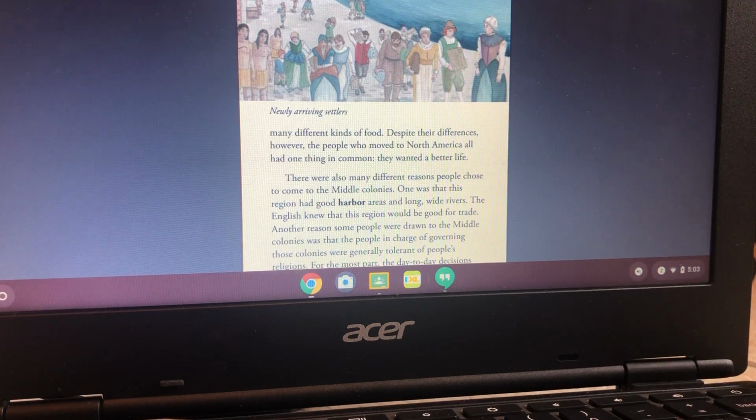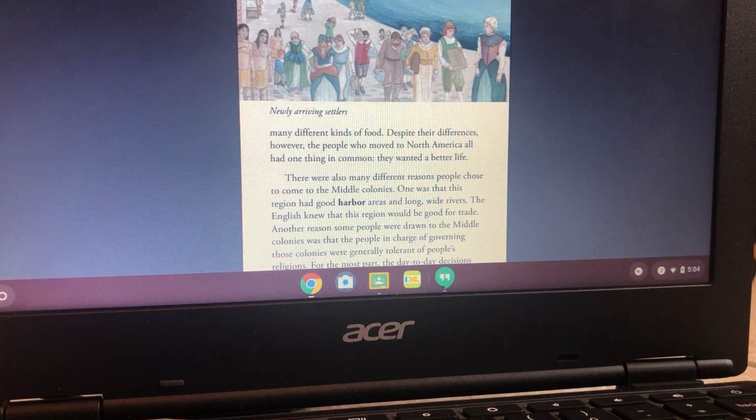People who moved to the middle colonies from another country brought with them their own individual languages, culture, and range of skills. The people who settled in the middle colonies were particularly diverse or varied. You can imagine hundreds of new arrivals speaking different languages, wearing different kinds of clothing, building different types of homes, and eating many different kinds of food. Despite their differences, however, the people who moved to North America all had one thing in common: they wanted a better life.